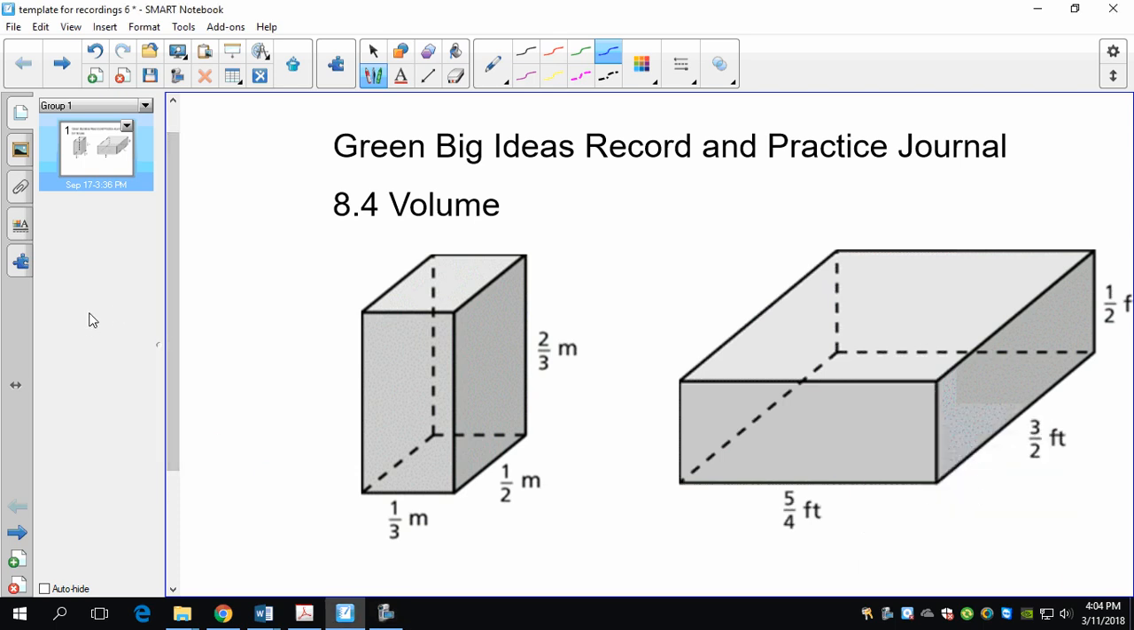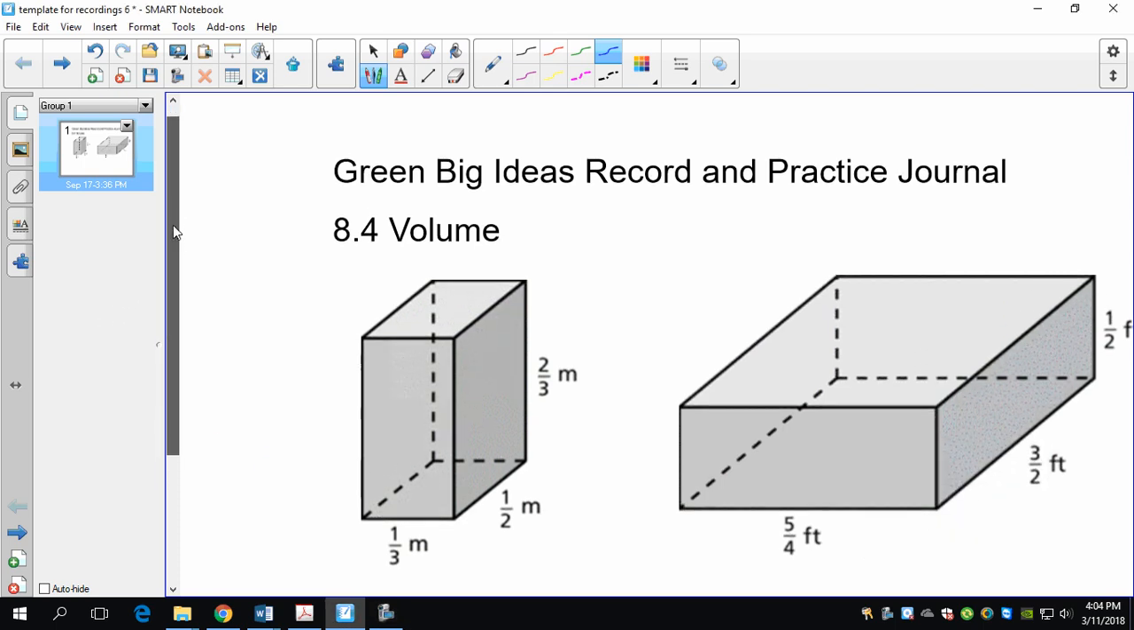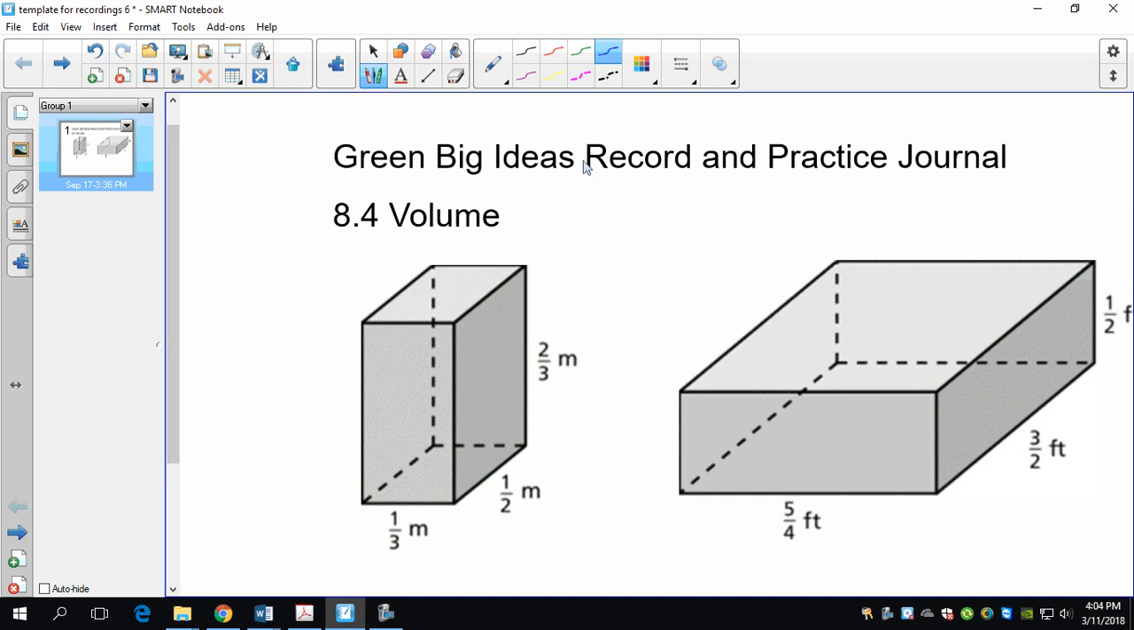We are in the Green Big Ideas Record and Practice Journal today, and today we are working on volume. And for volume, our formula is length times width times height. You are given the length, width, and height. You just need to multiply all three of them together to come up with your volume.